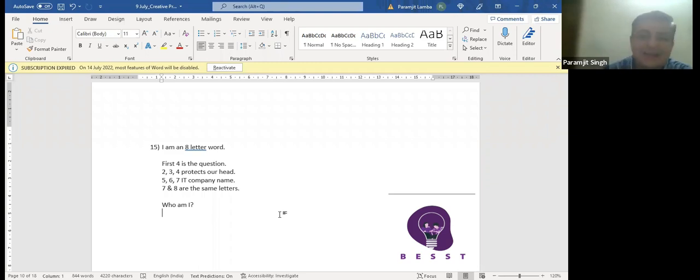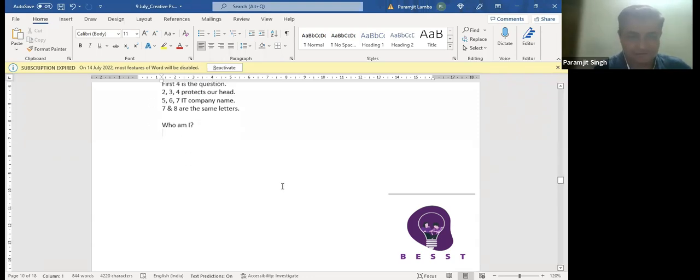Yes, Kurumpui, WhatsApp. Very, very good. First 4 is the question. What? 2, 3, 4 protect our head. Hat. 5, 6, 7 are IT company name. SAP. And 7 and 8 are the same letters. P and P. WhatsApp. Everyone got it? Great going, Kurumpui. Understood? Good. Okay. Next question.